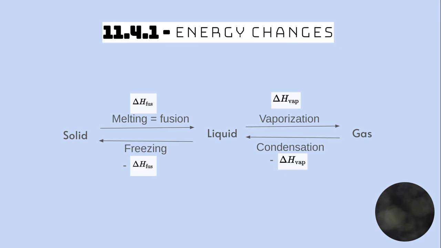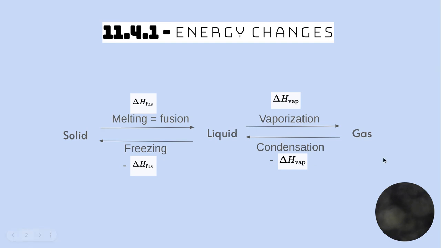Remember that delta H is enthalpy, or the change in heat energy as a process takes place. Looking at this chart, going from solid to liquid, the phase change is obviously melting. The enthalpy change for melting is counterintuitively known as heat of fusion. The enthalpy for the opposite process, freezing, is the negative heat of fusion. So try not to get this confused.